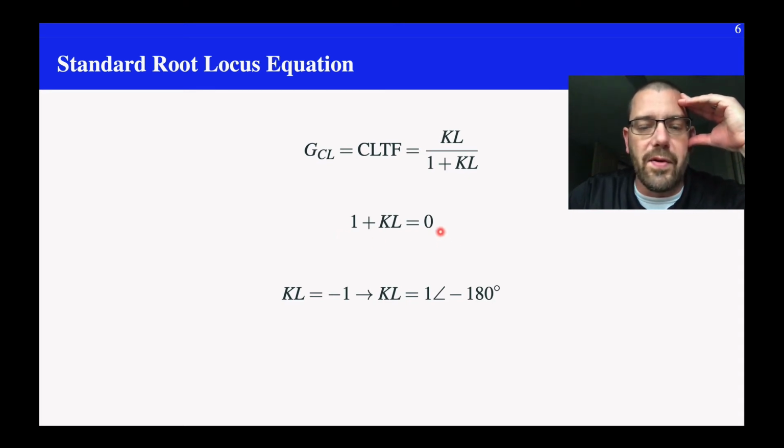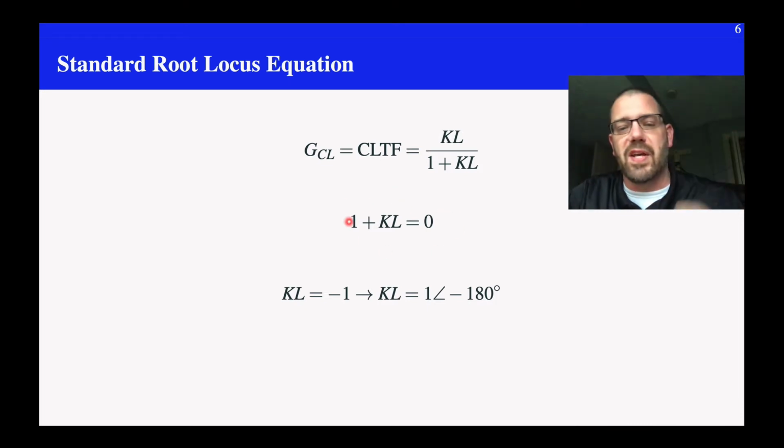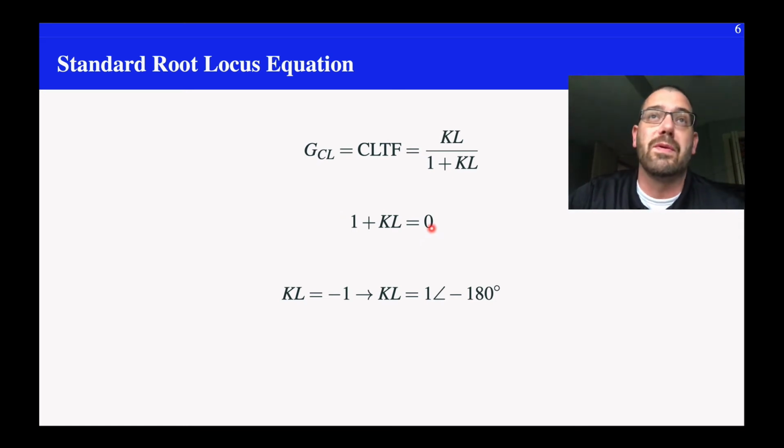Now we do one other, or maybe two other, very trivial seeming steps that get us into the magnitude condition and the phase condition, which are the foundation of root locus. So we take 1 plus KL, and we subtract this 1 over to the other side. I know that's really, really fancy math. But we end up with KL has to equal negative 1 for all of the poles of the closed loop transfer function.